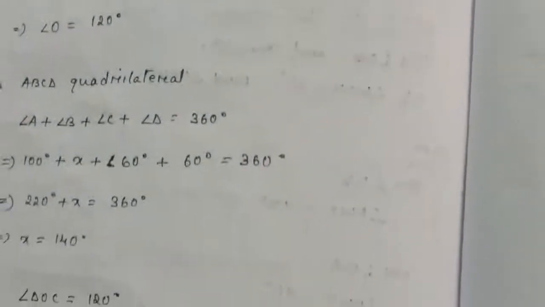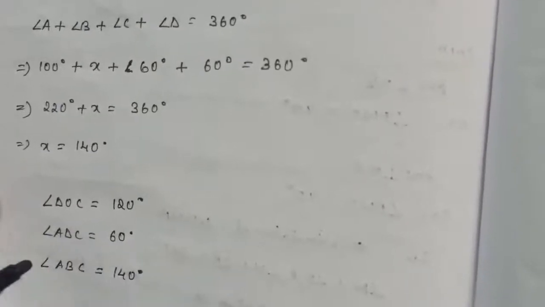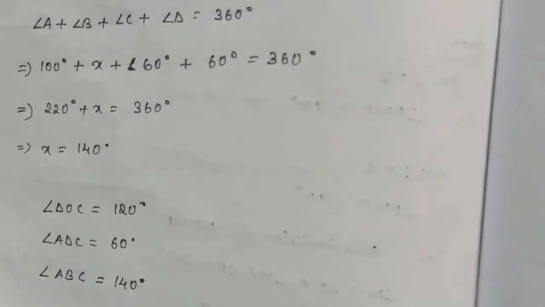So in our question we needed to find angle DOC. Angle DOC came out to be 120 degrees. Angle ADC is already given in the question as 60 degrees, so this will be 60 degrees. And angle ABC is equal to 140 degrees. With this, your exercise 12.2 is over.